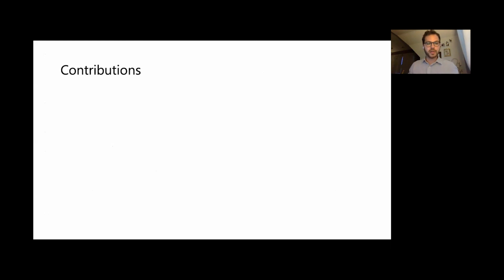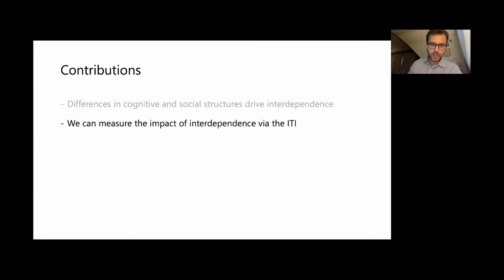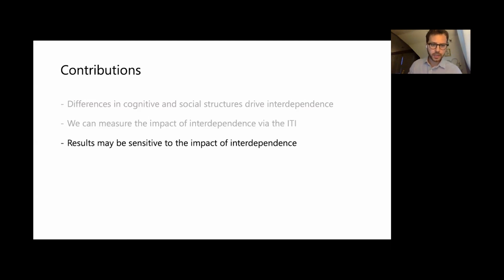And to wrap up here, we'll talk about some contributions of this work. First, we found that there are differences in cognitive and social structures that can drive interdependence. And we saw that both qualitatively in the first study and quantitatively here with the last regression that we saw. We can also measure the impact of interdependence via the ITI, which right now is dependent on ENA, but could theoretically be implemented with other models. We saw that results may be sensitive to the impact of interdependence, so it can matter. These decisions between interdependent and independent models can have significant impacts on your decisions about what you say about your data and the conclusions you draw.